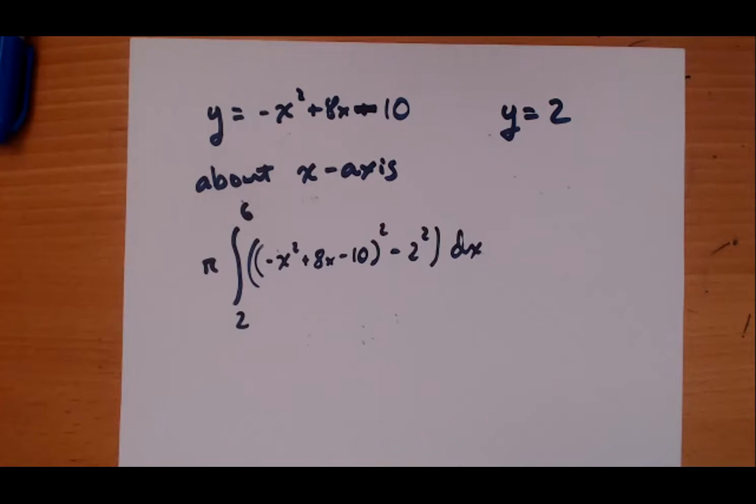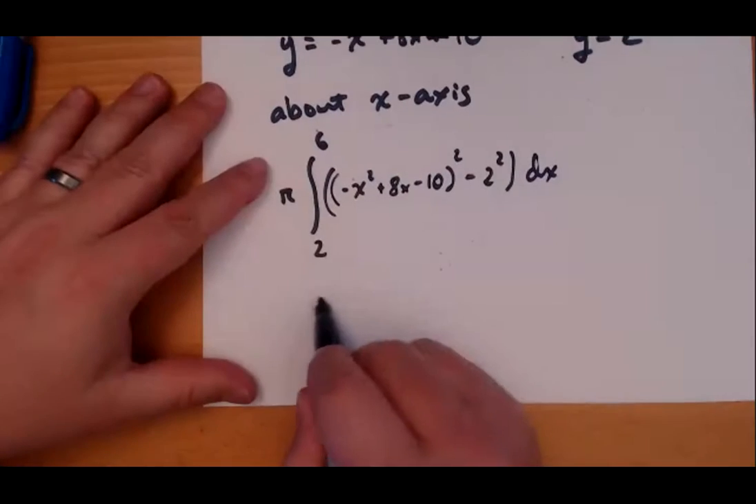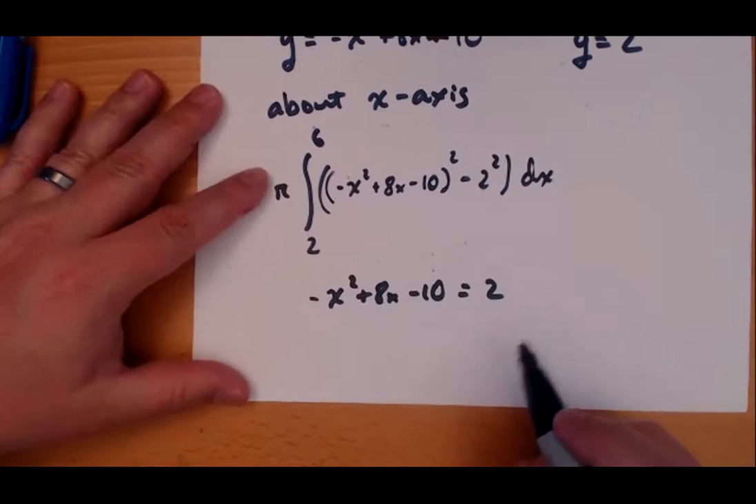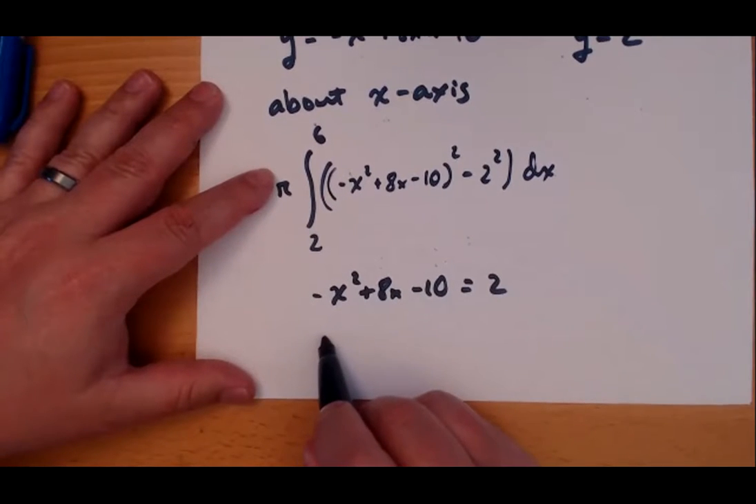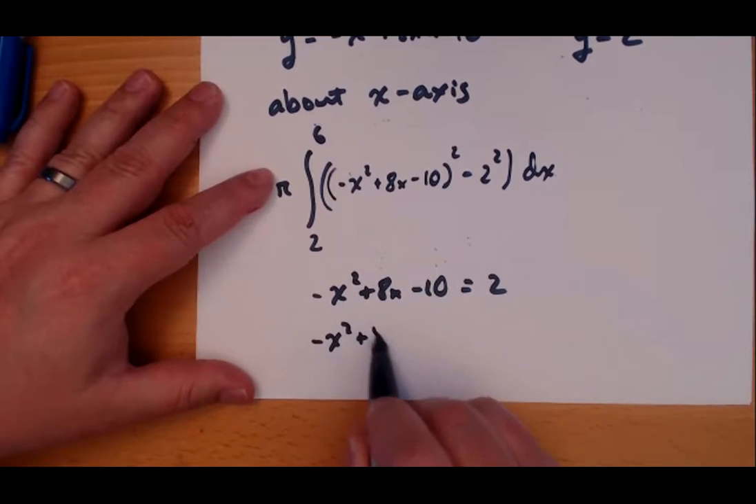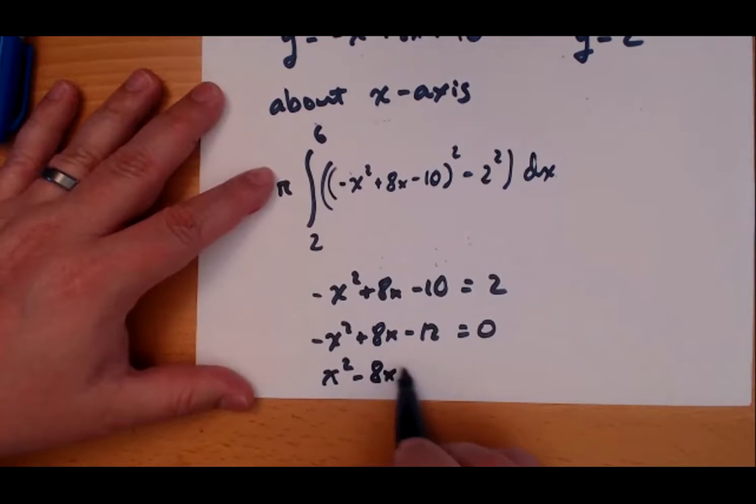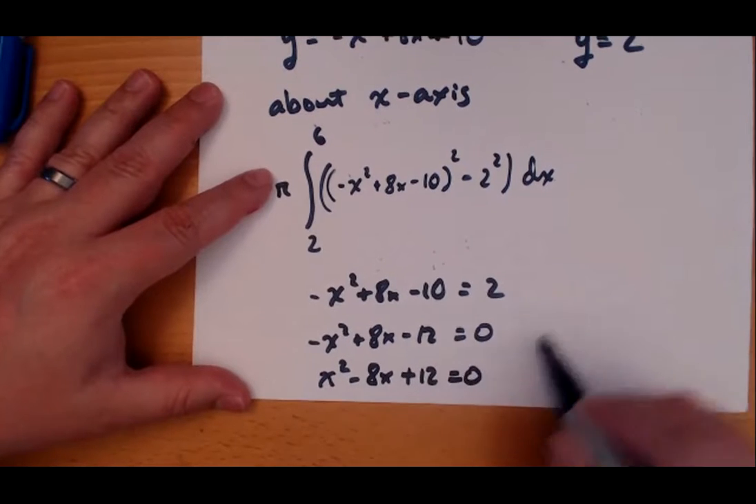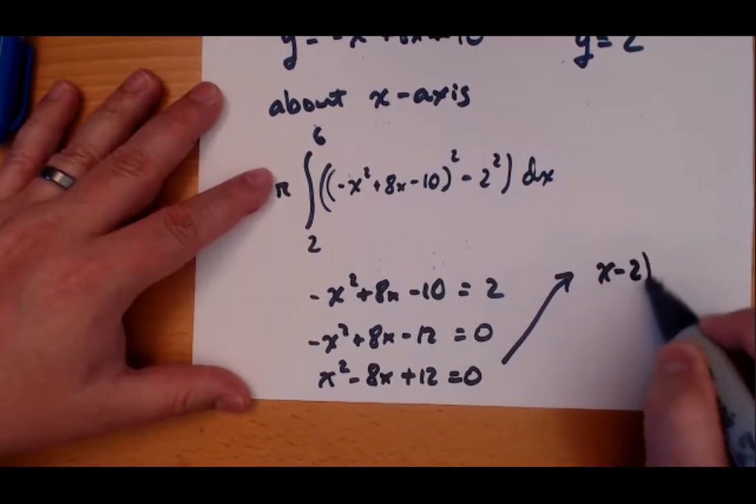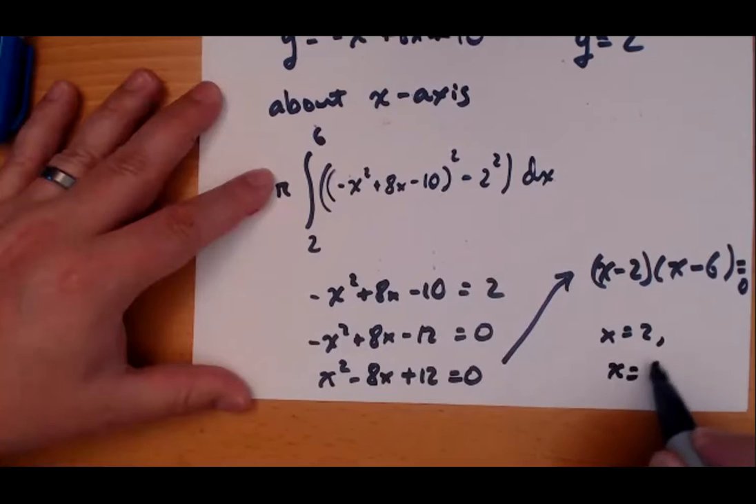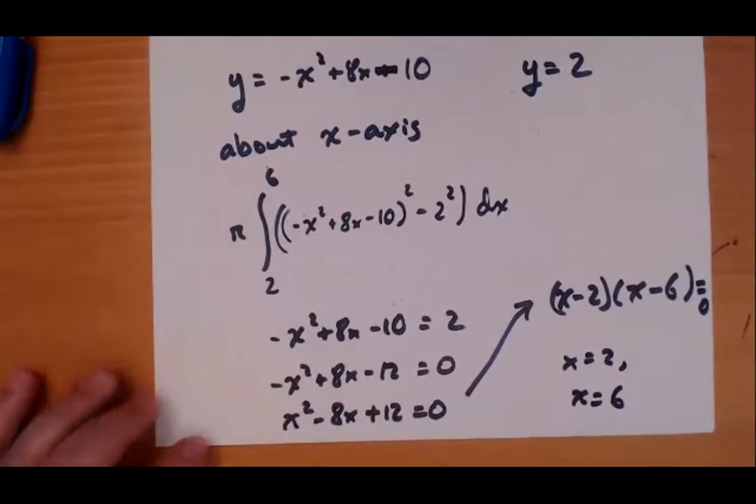Did we get that integral? How do you figure out what the bounds would be? Good question. So negative x squared plus 8x minus 10 is equal to 2. So moving over, we get negative x squared plus 8x minus 12 equals 0. Divide by negative 1, which factors into x minus 2 and x minus 6 equals 0. So x is 2 and x is 6. Find the points of intersection.